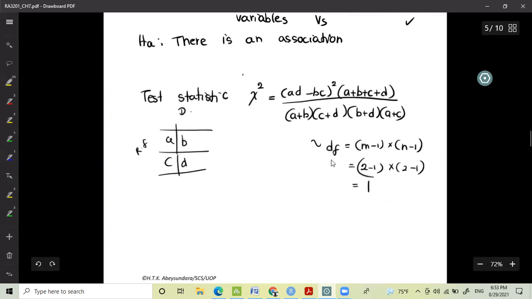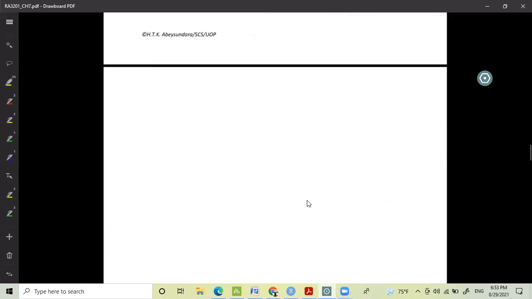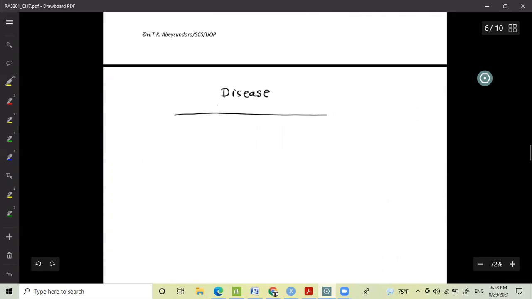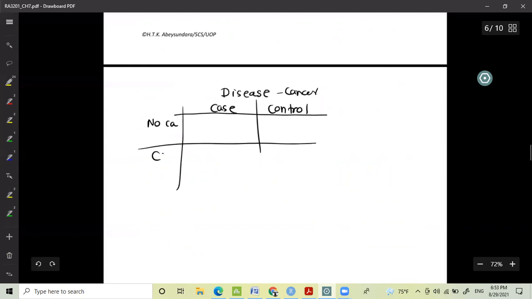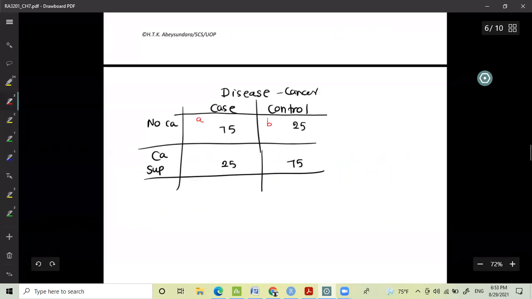Right. So maybe I'll write it again, the table. We have the disease, cancer, case and control. And then we have no calcium supplement and the calcium supplement. And these were the numbers we had. A, B, and C, D. Right. Shall we do the calculations?